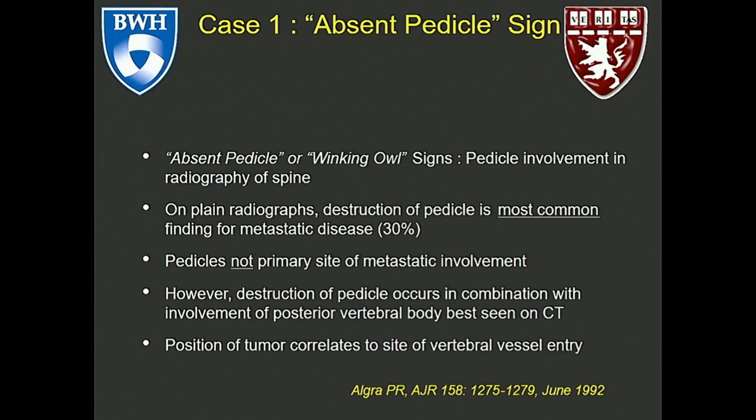So it's in combination with involvement of that posterior body, and oftentimes on the CT scan you'll see the extent of the lesion itself. All of this is related to the fact that the tumor deposition that occurs there correlates to the site of the vertebral vessel entry into that area. And of course, as we all know, this is one of the most worrisome signs that you want to look at on radiographs to identify what the underlying lesion is.